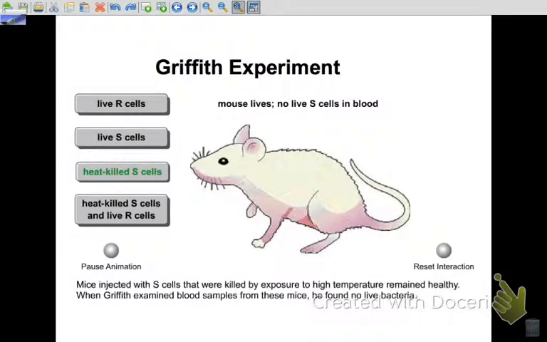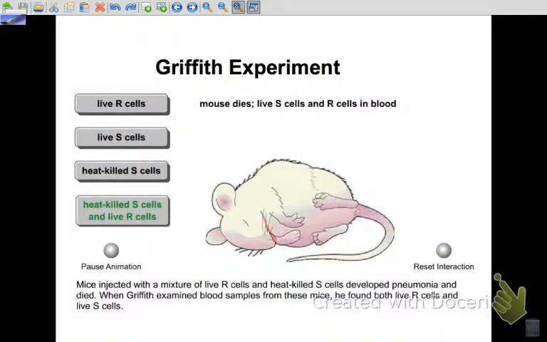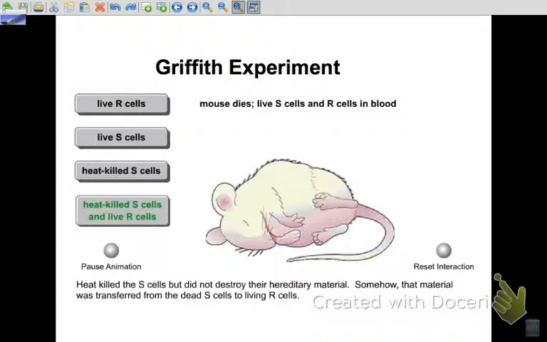Mice injected with S cells that were killed by exposure to high temperature remained healthy. When Griffith examined blood samples from these mice, he found no live bacteria. And what happened when we mixed the heat-killed S cells with the R cells? Mice injected with a mixture of live R cells and heat-killed S cells developed pneumonia and died. When Griffith examined blood samples from these mice, he found both live R cells and live S cells. Heat killed the S cells, but did not destroy their hereditary material.